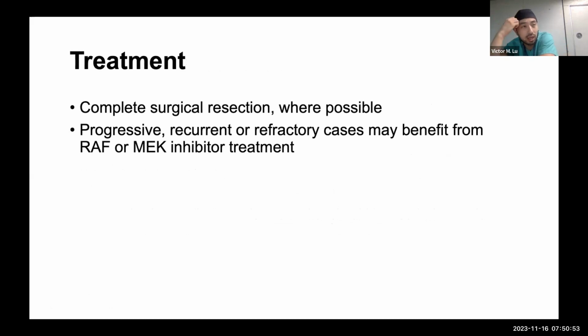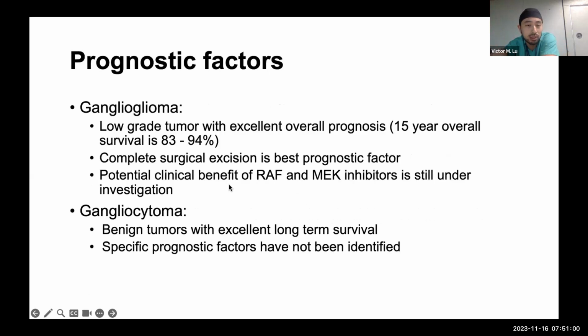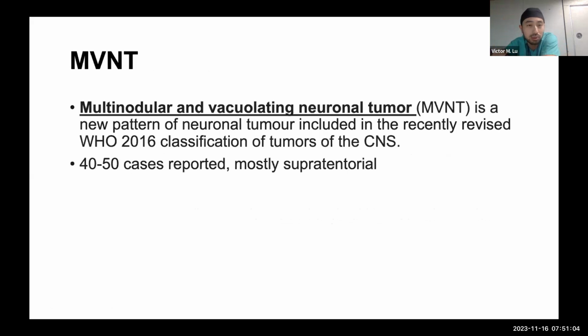With these ganglion cell tumors that are well circumscribed, surgical resection is the recommended treatment, and these tumors have a very good prognosis with good surgical outcomes. Now, to go over what Dr. Gultekin was talking about, this MVNT, multinodular and vacuolating neuronal tumor, is a new diagnosis, and I think it still remains a case-report-level diagnosis. The majority of these cases, as Dr. Gultekin said, are supratentorial.